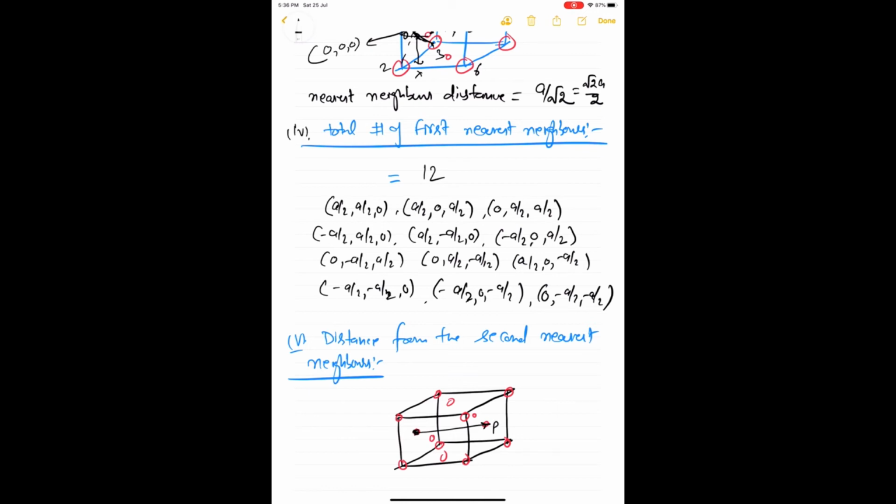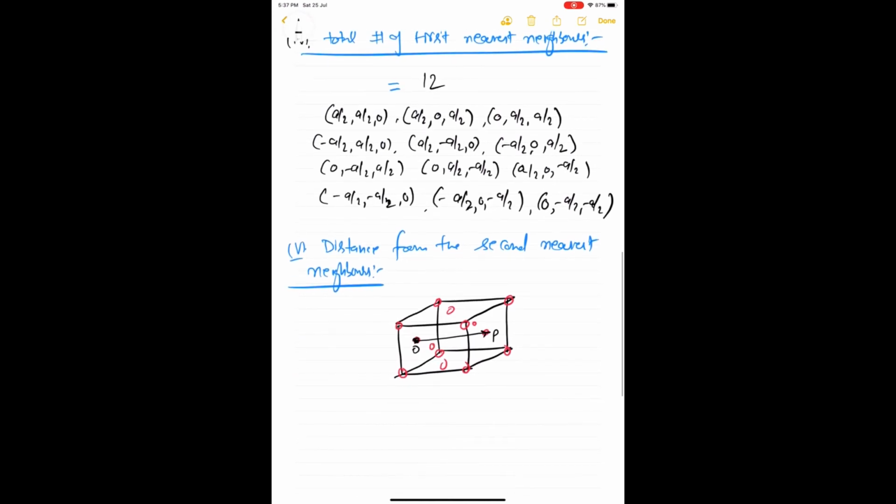All right, try to find out the distance from this darkened atom to any other atom other than this P atom. We will see that the distance would come out to be greater than the OP distance, and that will not qualify as a second nearest neighbor. So this particular P atom is the second nearest neighbor atom, and the distance OP is a. So this is the distance to the second nearest neighbor.